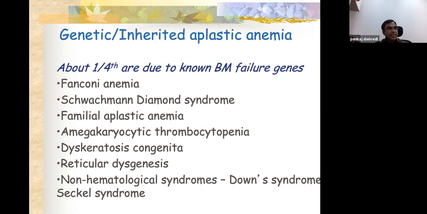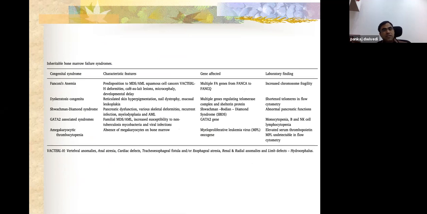Now, genetic inherited aplastic anemia, we know this in pediatric practice. We come across Fanconi anemia, Shwachman-Diamond syndrome, familial aplastic anemia, amegakaryocytic thrombocytopenia, dyskeratosis congenita, reticular dysgenesis. They are rare causes. The acquired cause is the common cause. So this is the summary. We will also repeat it again because these are interesting for us as well.